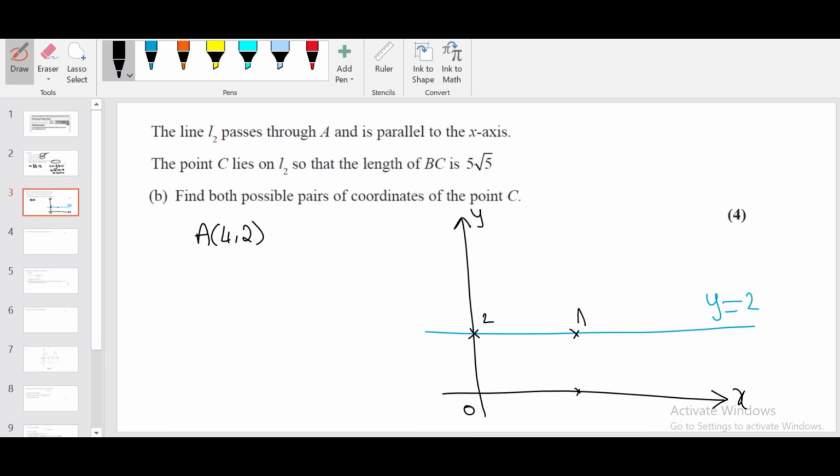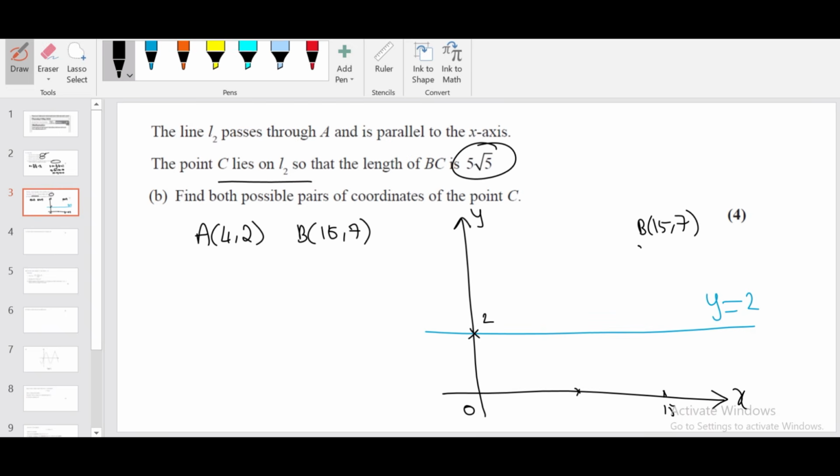This is the point A of 4, 2. But they don't want the equation. It says point C lies on L2 such that, okay, let's forget about point A, the length of BC is 5 root 5. We know the point B here, B is 15, 7. So let's say 15 here, 7 here, B of 15, 7. Now there is a point C on L2 such that the length from B to C is this.